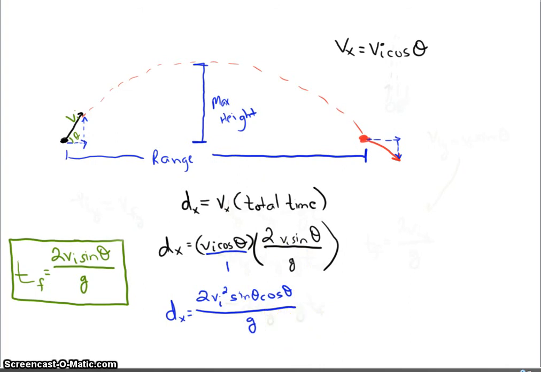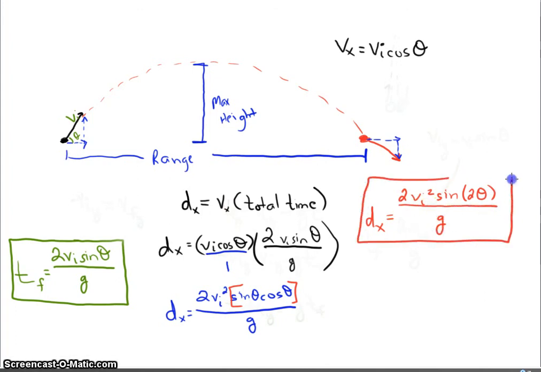Okay? Now, what's going to happen here is that sine theta cosine theta is actually a trigonometric function. And what that means is that it equals something else mathematically. So I'm just going to plug that in here. So my horizontal range then is going to equal 2 times VI squared times sine of 2 times my angle over G. And that will give me my horizontal range. Now remember, that's all derived from how the velocity in the x direction and the total time. That's just a derivation. I can still do it the other way and it's still fine.